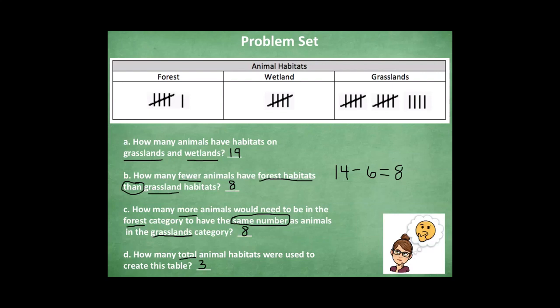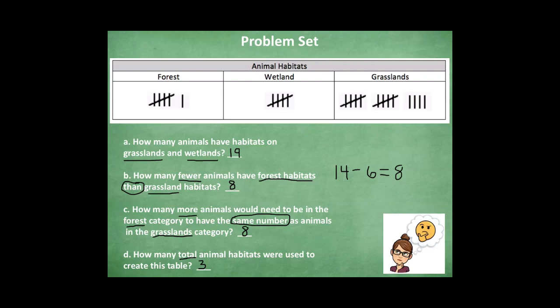And then when I went to B, how many fewer animals have forest habitats than grassland habitats? I noticed that in the forest habitat section, there were only 6 animals, but the grasslands had many more at 14. So when I looked at the difference between 14 animals and 6 animals and subtracted, I found that the difference was 8. There were 8 fewer animals in the forest habitat.